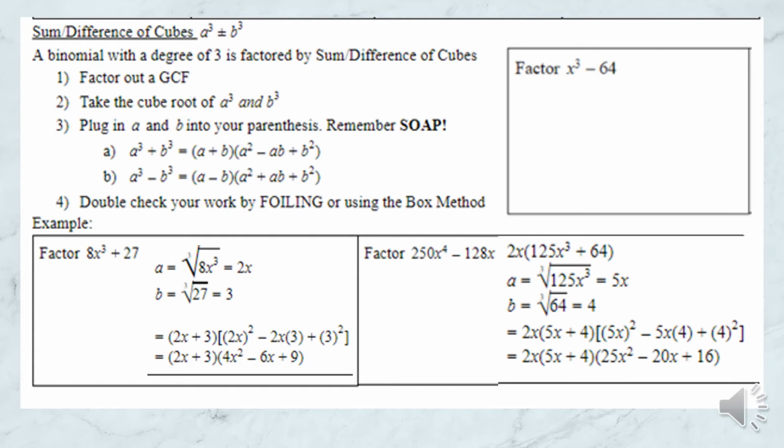So we're going to get 2x plus 3. And then we have a squared. So we have 2x squared, which is the same as 4x squared, minus a times b, which is 6x, plus 3 squared, which is 9.